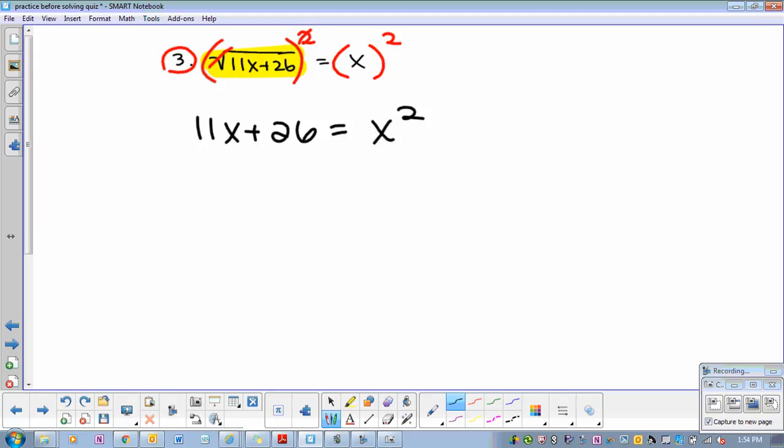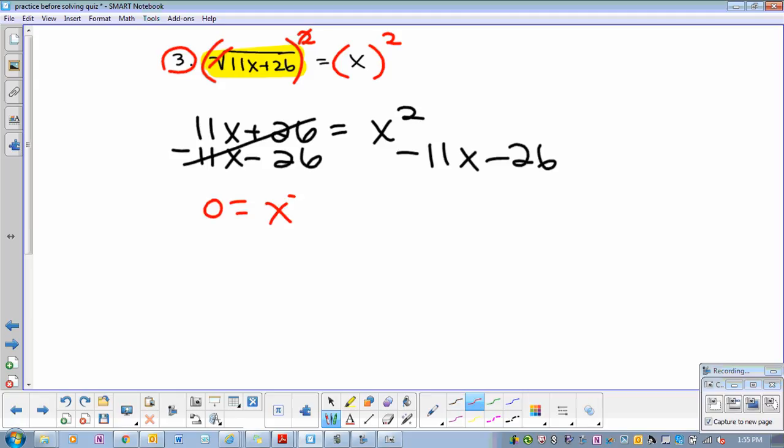Now, what do you think we're going to have to do with this? Good. Subtract everything on the left over to the right, because this is looking like a trinomial, right? And you have to make it equal to 0. Thank you. So subtract that 11x. And subtract the 26. Then you have 0 equals x squared minus 11x minus 26.